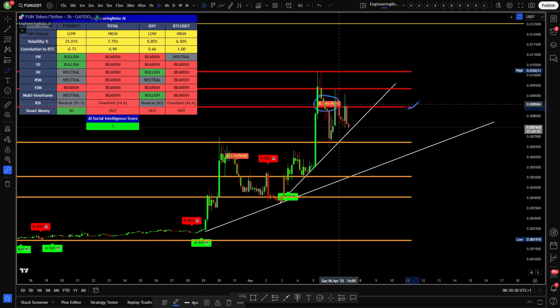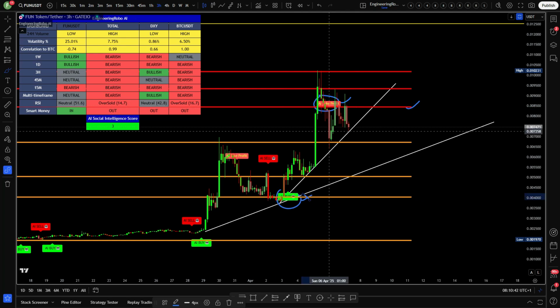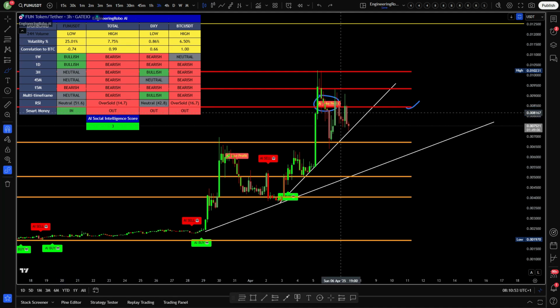The AI take profit signal has also been triggered on the 3 hour, and we have an AI buy signal still in play. We don't have smart money out of this coin at the moment, so I wouldn't want to be looking at the 3 hour time frame as a potential shorting opportunity.